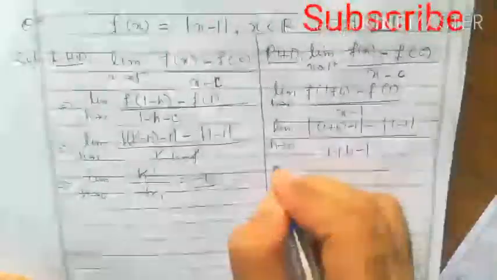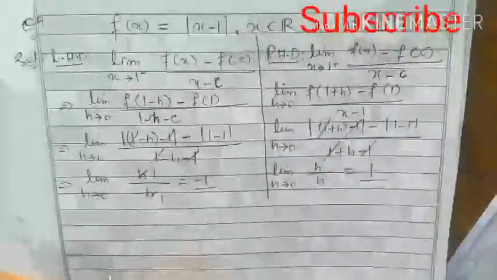So limit h tends to 0, f of 1 plus h, in place of x is 1 plus h, so it will come modulus of 1 plus h minus 1, minus f of 1, which is modulus of 1 minus 1, divided by 1 plus h minus 1. So limit h tends to 0. If you want to check here, this and this will get cancelled, so this is 0, and it will come h divided by h, which is nothing but 1. So the right hand derivative is 1.